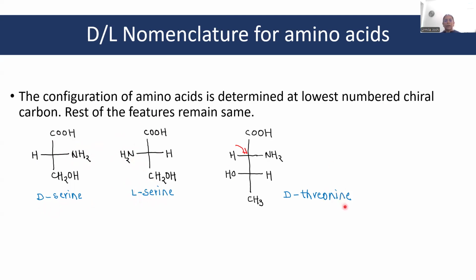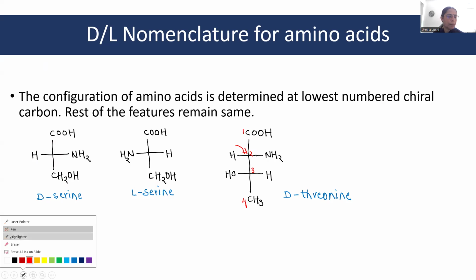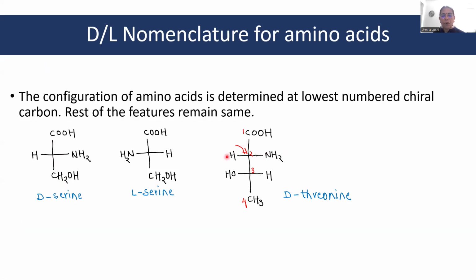Now look at threonine. Actually, there are two chiral carbons, but you have to take the lowest numbered chiral carbon. You put the numbering of the entire chain, it is going to be 1 to 4. 2 and 3 are chiral carbons, but for amino acids, you have to take the lowest numbered chiral carbon. So it is carbon number 2. And therefore, since the NH2 is on the right, it is D-threonine.